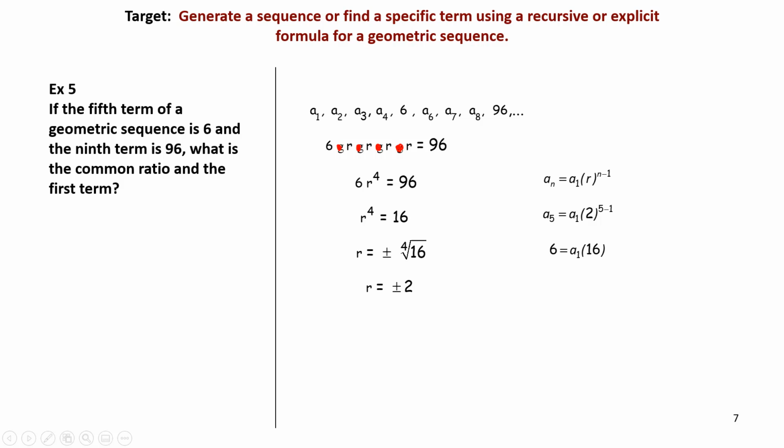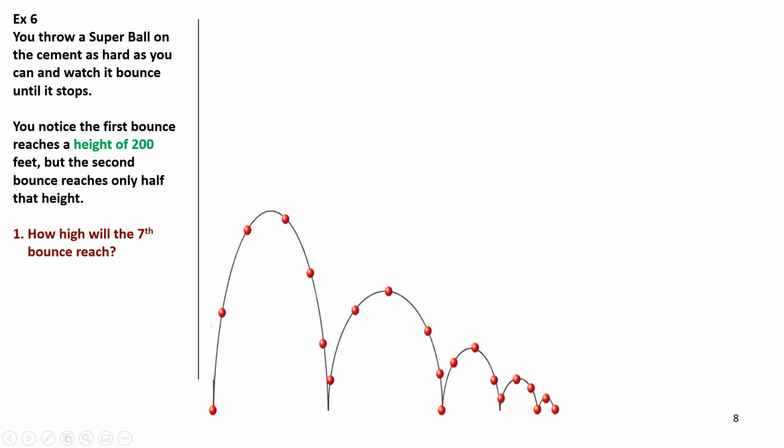And 2 to the fourth is 16. Likewise, negative 2 to the fourth would also be 16. All right? So I think I'm okay using the positive and the negative here. If you divide out 16 on both sides, you get 6 over 16, which is 3/8. There's your first term right there. Okay? All right. Let's see. Are we done? Oh, we got one more here.